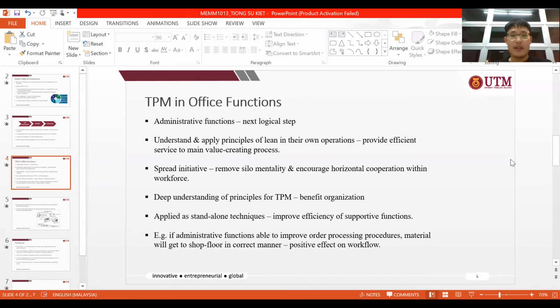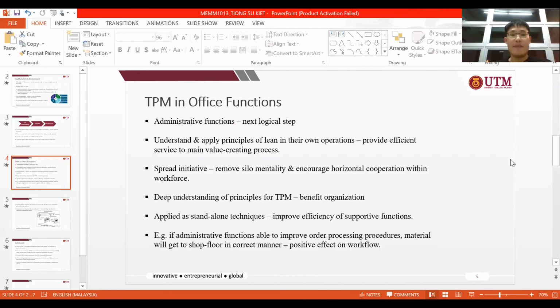It's also a spreading initiative to other functions, which removes the silo mentality and encourages horizontal cooperation within the workforce. The silo mentality here means a reluctance to share information with employees of different divisions in the same company. All the workers should understand the principles of TPM for the benefit of the organization. This pillar can also be applied as a standalone technique, which improves the efficiency of supportive functions.